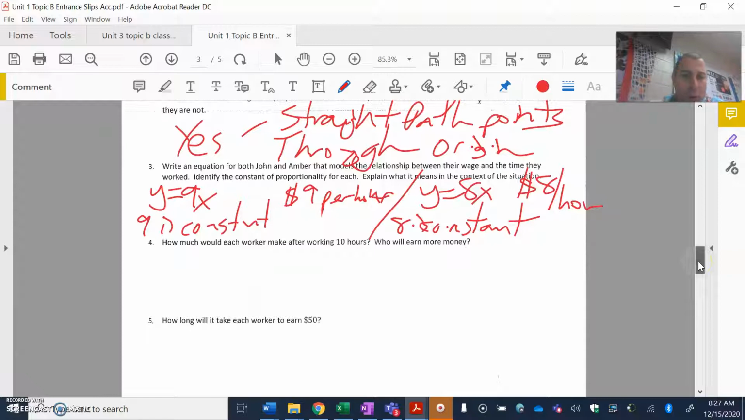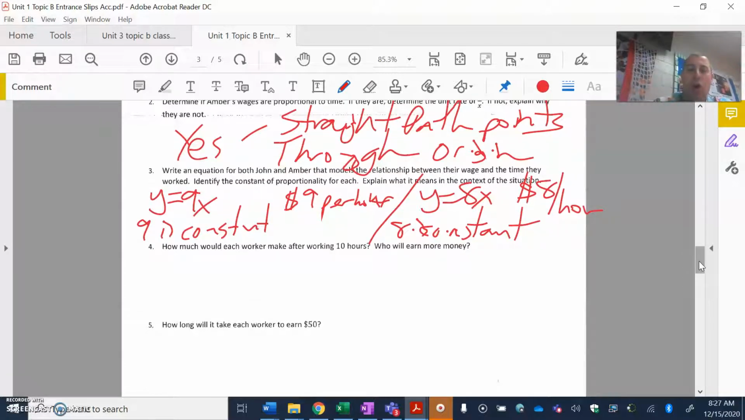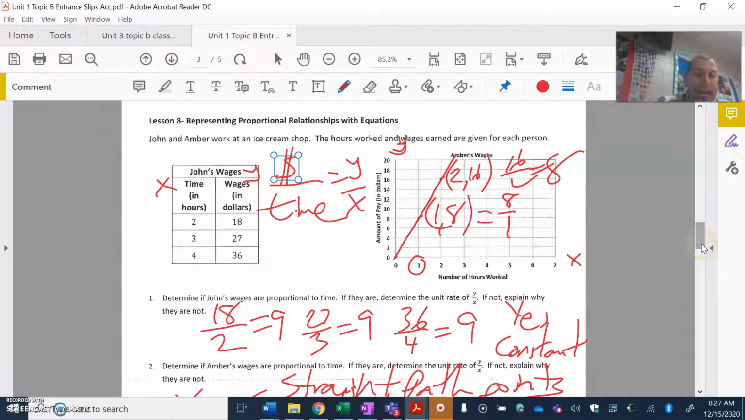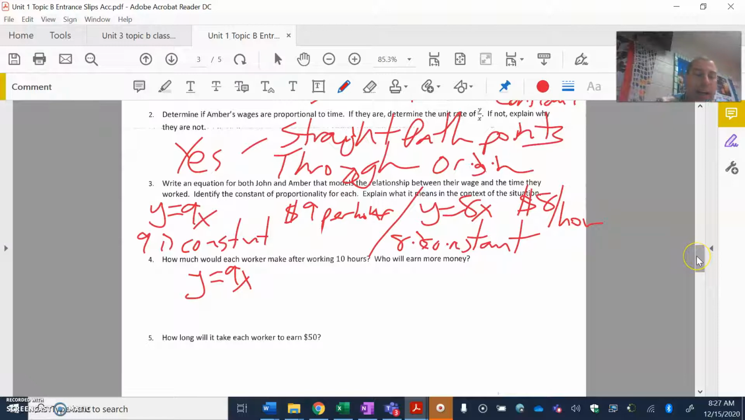All right, so how much does each of them make after working 10 hours? Who earns more money? Remember, we're always about using your equation right now. I know you could probably do it without figuring it out, but we've got to make sure you understand it. So if I've got y equals 9x, and I go back up in here, I can see the time is my x. So if we're dealing with 10, that's going to be y equals 9 times 10. Hello, $90.